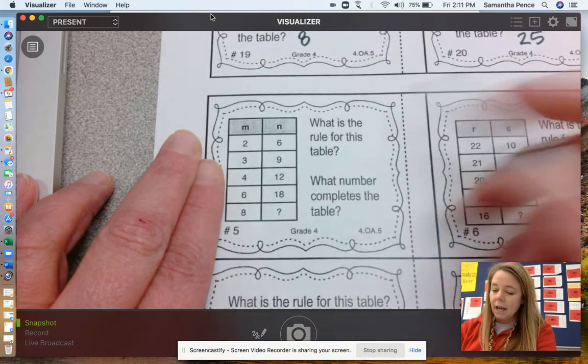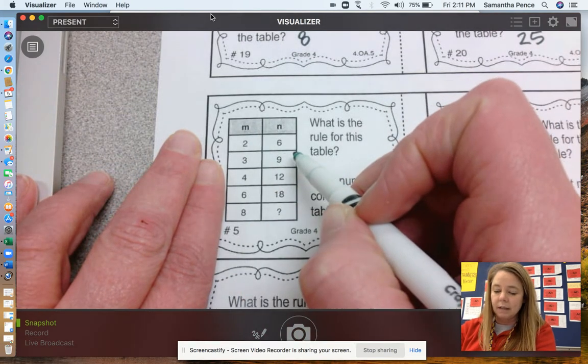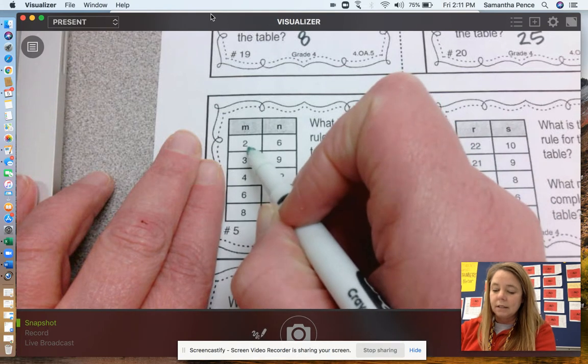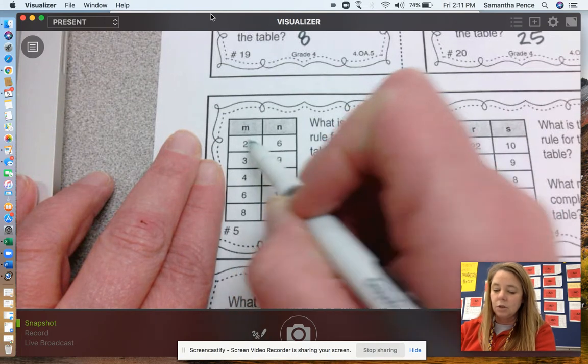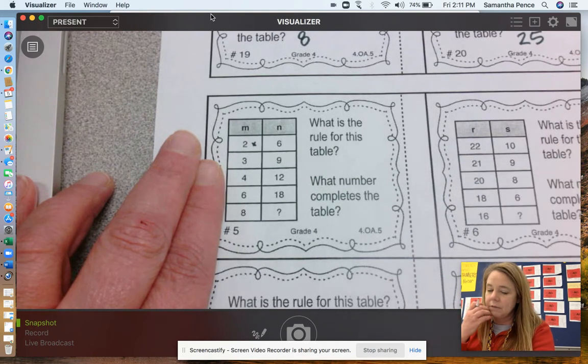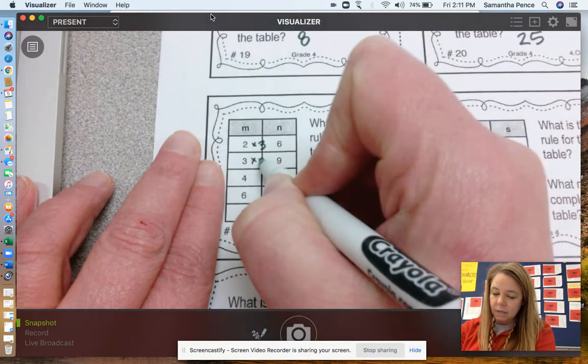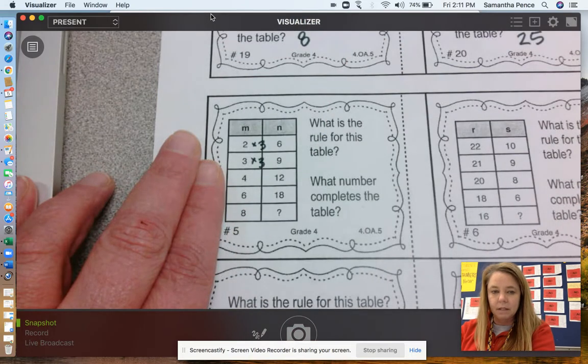So I'm looking back and I'm going to say, well, if we're not adding, then we must be multiplying. So what times 2 is going to give me 6? 2 times something is going to give me 6. And hopefully you're thinking 3. Well, let's see if that's going to work for the next one. 3 times 3. That's what's happening in the machine. Does that equal 9? And it does.